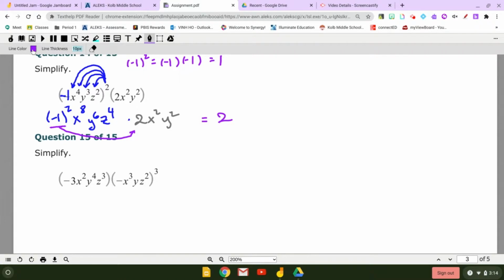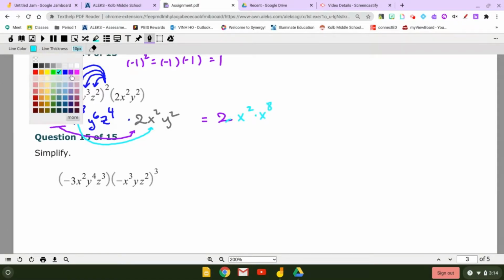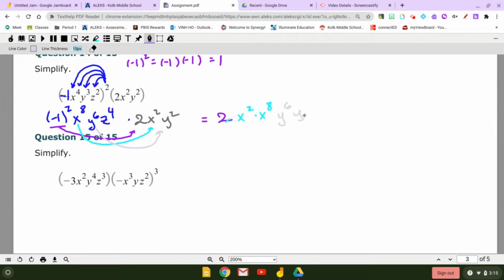That times 2 is going to be 2. Now we're going to look at the x to the 8th power times x squared. Well, I can go back: x to the second times x to the 8th. And then we're going to put y together: y to the 6th power times y squared. And we keep the z. Z is by itself, so we're going to keep z. There's no z in the second group. So as we see, the 2 stays, z stays.